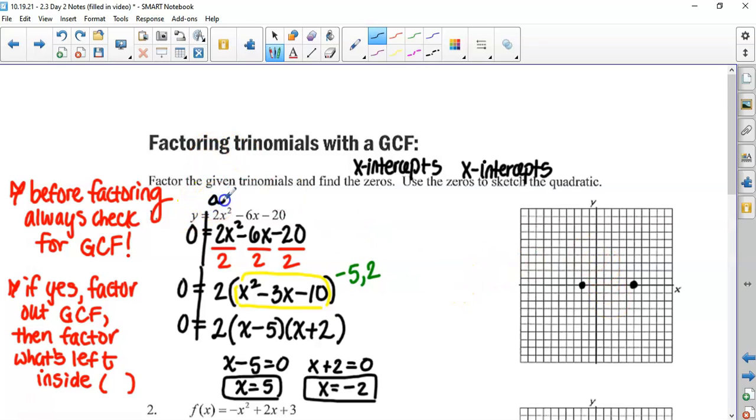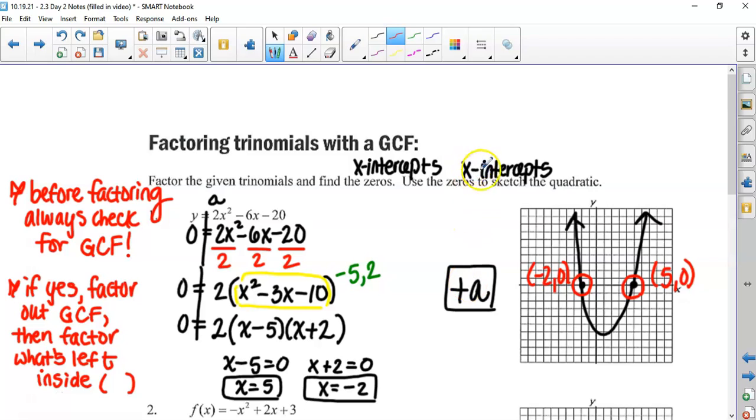Here's my A value, right? So it's a positive A. So I'm going to sketch this opening up. Notice I have not made any type of table. We're not concerned with the vertex right now. We're purely practicing the skill of finding the x-intercepts by means of factoring, and then using A to create an accurate rough sketch. So this x-intercept was at negative 2, 0. This is at 5, 0. Again, for emphasis, A is a positive 2, so I know it opens up. Sketched it opening up, and we are done with our first example.